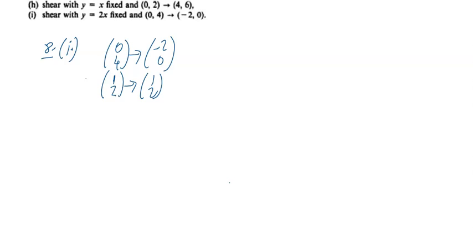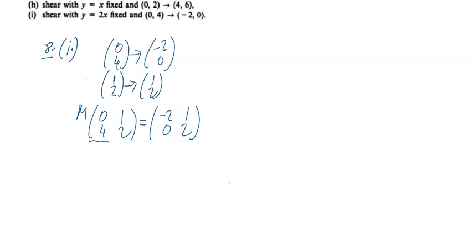So we're going to say let the transformation matrix be M, and we'll just say then if you have M times (0, 4) and (1, 2), it's going to become (-2, 0) and (1, 2).